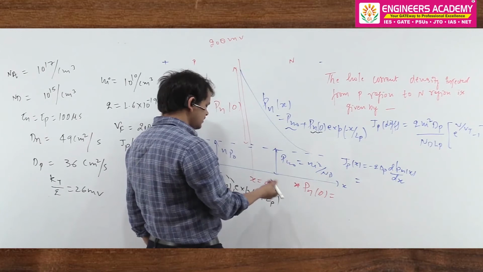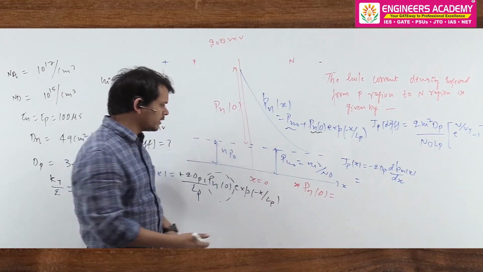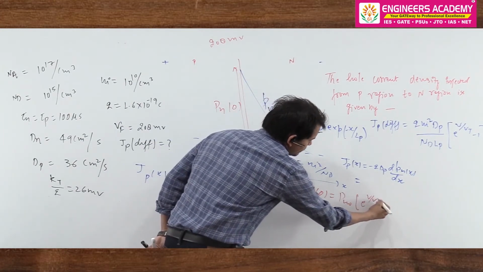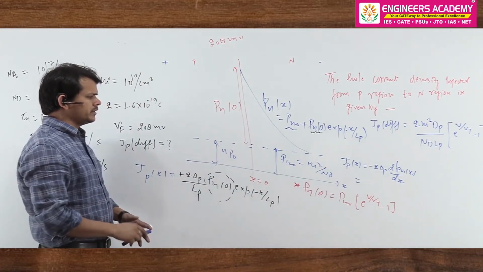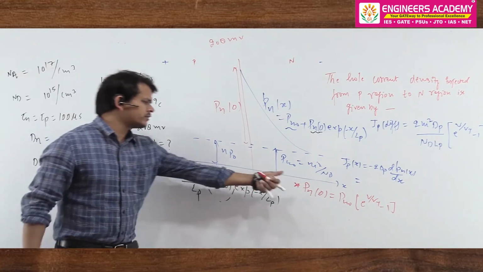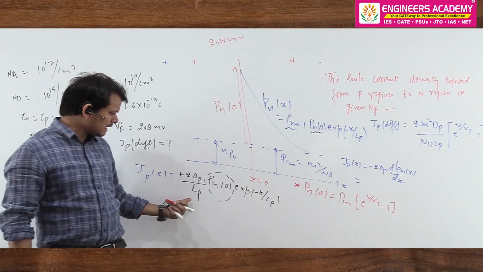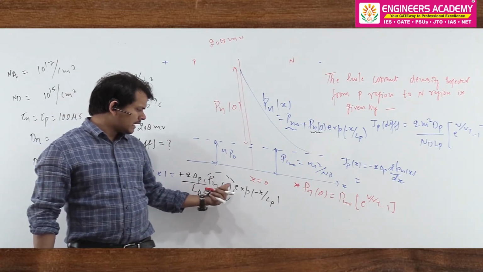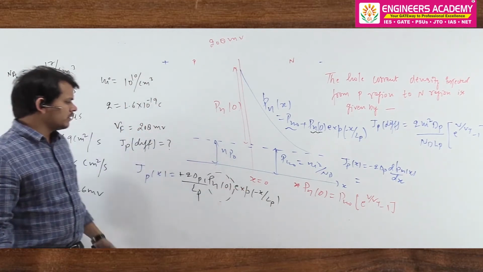So if I just write this result directly, pn of 0 is equal to, if I just go through the basic chapters, we get the pn of 0, which is not a big deal. So pn of 0 is equal to pn naught, exponential v by vt minus 1. So this is pn naught e to the power v by vt minus 1. If I just replace pn of 0 here, then what will it become? q dp by Lp, and here pn naught e to the power v by vt minus 1 exponential minus x by Lp, and a big expression will come.